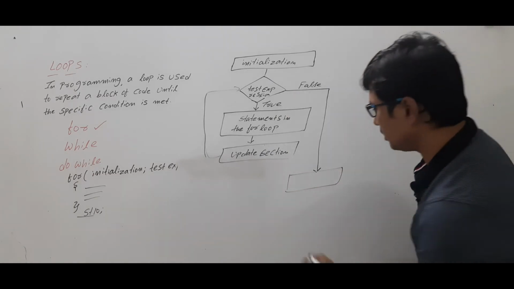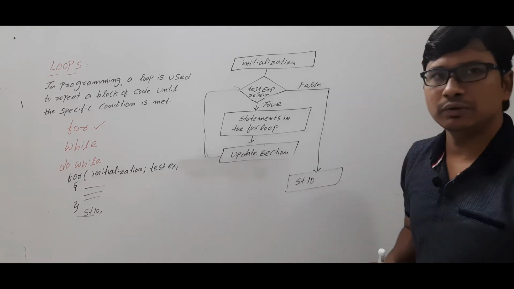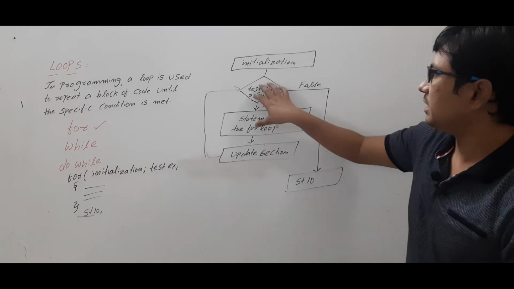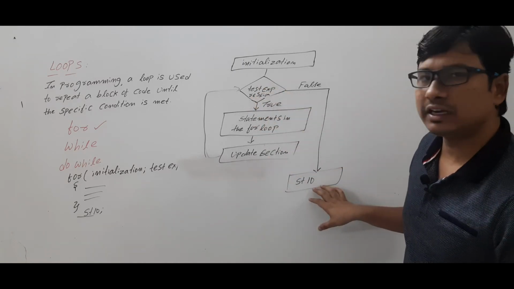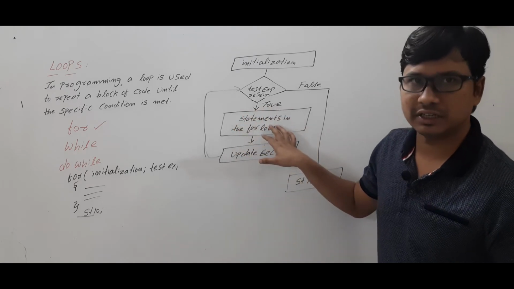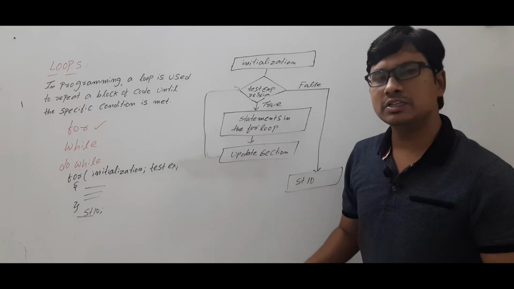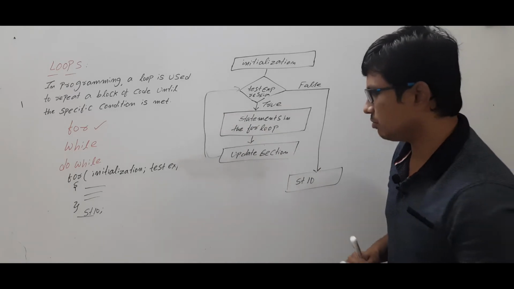Okay, is it clear? Are you able to understand it or not? Suppose let's take that you have a statement here. If the test expression is false, you will directly come out from the for loop. If it is true, you will execute the statements which are there in the for loop and then you will update it and then you will do it. Let me tell you with a simple example.